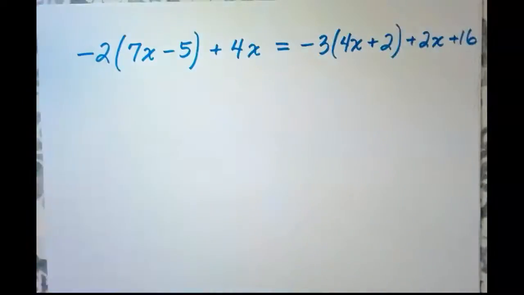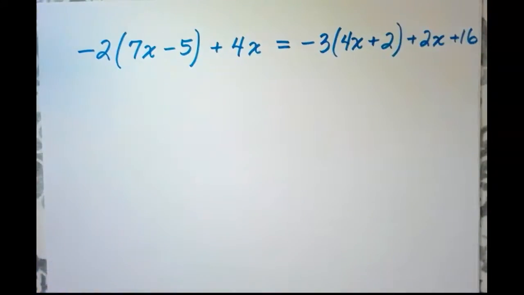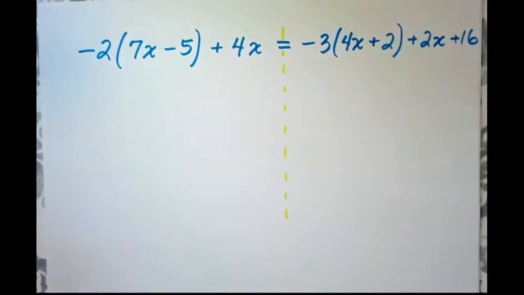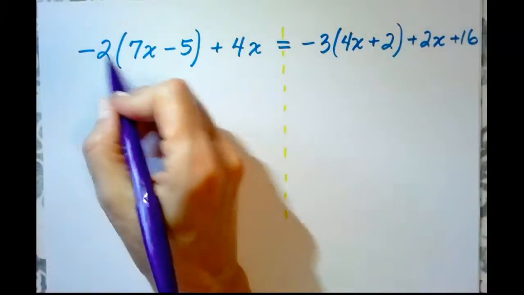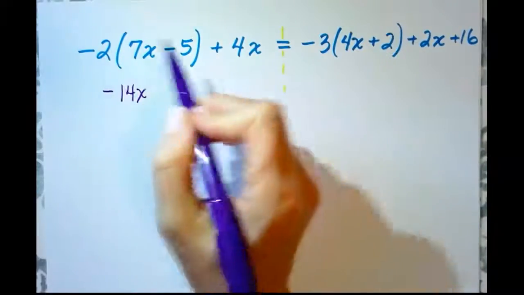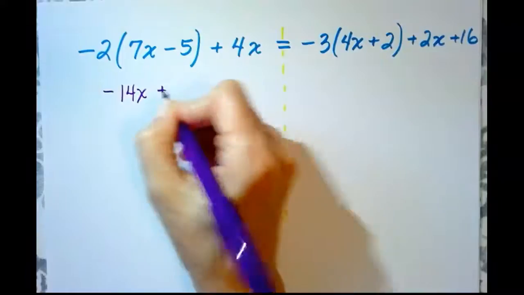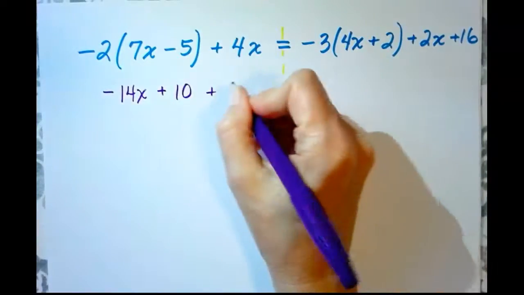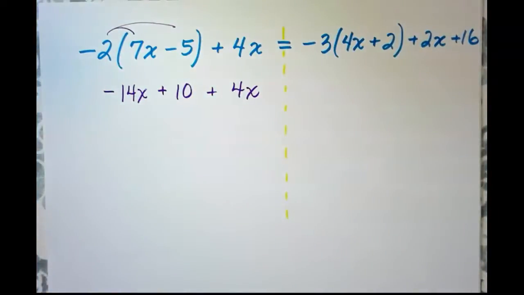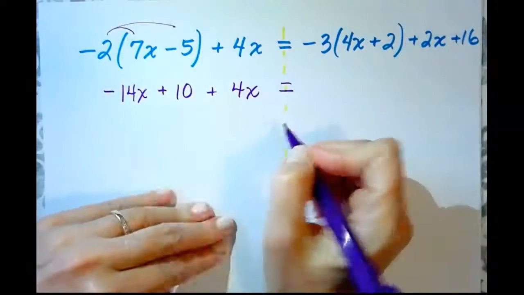Let's see that again on this second example. So once again, we got a left-hand side, we got a right-hand side, and as we work down the page, lining up our equal signs, we're going to follow order of operations again. Negative 2 times 7 is negative 14x. Negative 2 times negative 5 is plus 10. We're following order of operations here and using the distributive property first in order to simplify the left-hand side, we're going to keep going.